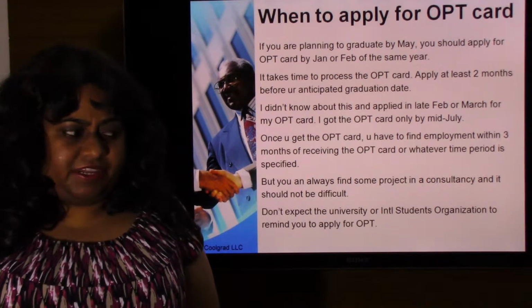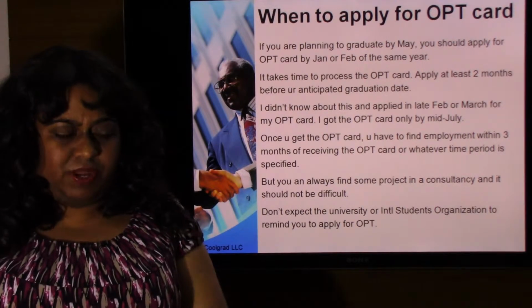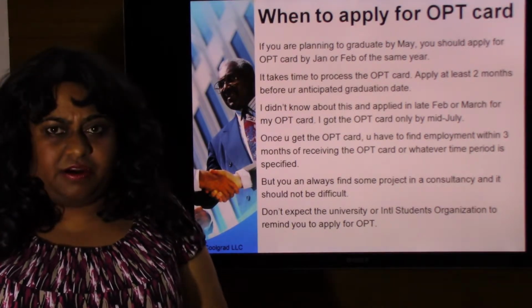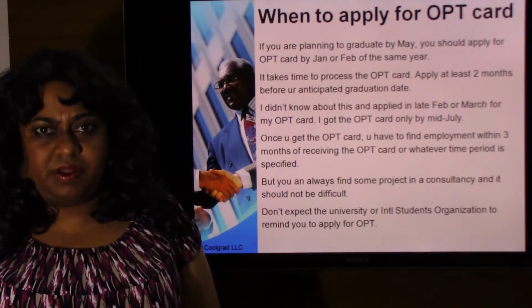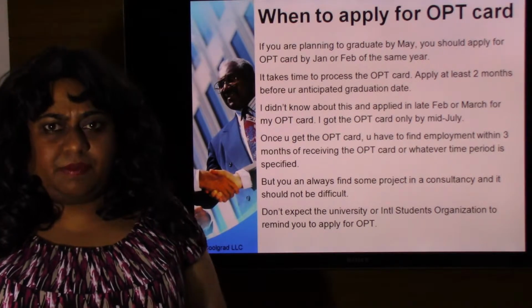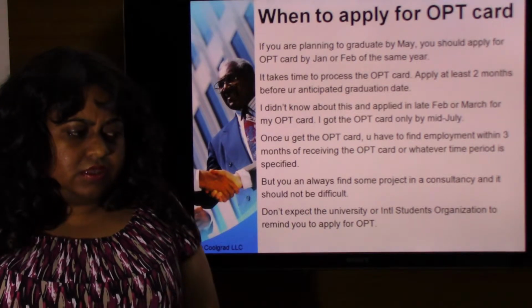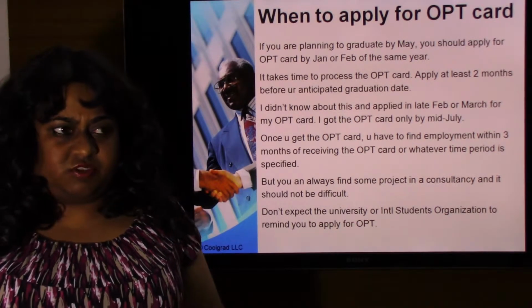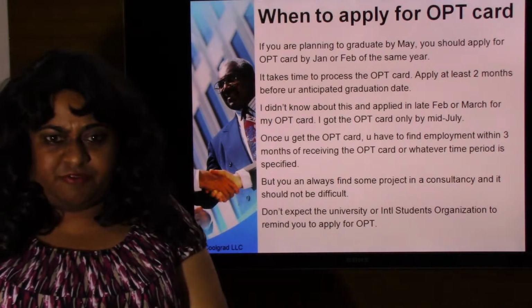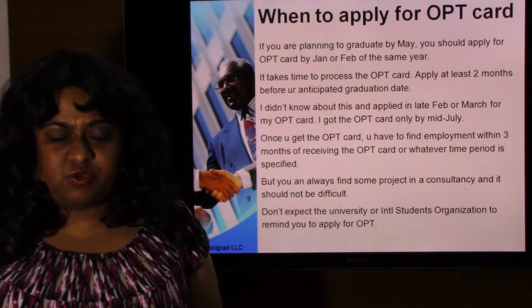When to apply for OPT card? If you're planning to graduate by May, you should apply for OPT card around February or March in that year. If you're graduating in December, you should remember to apply for OPT card in September or October. So nobody's going to come and remind you, like the International Student Services or the department is not going to remind you to apply for your OPT card if you're an international student.